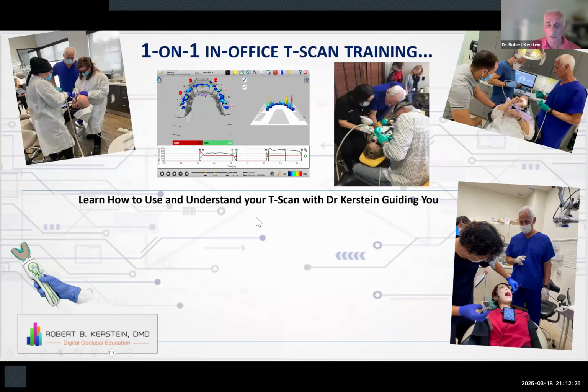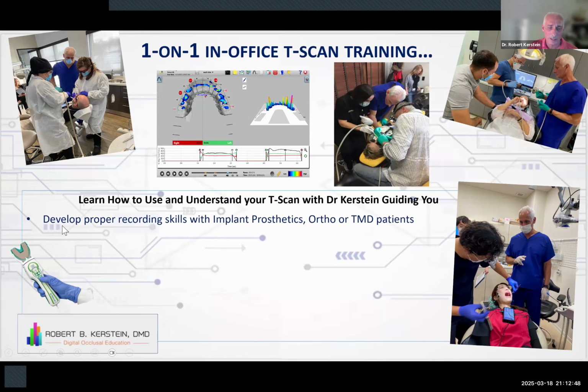The other way for you to learn, if you have a T-scan in your office and you struggle with it, or you're not sure how to use it, or you certainly aren't getting the results I'm showing you, you need to learn how to use it. And the only way you can do that is chairside training. You have to learn how to take the data well, how to interpret the data, and then how to use the data to guide what you change.